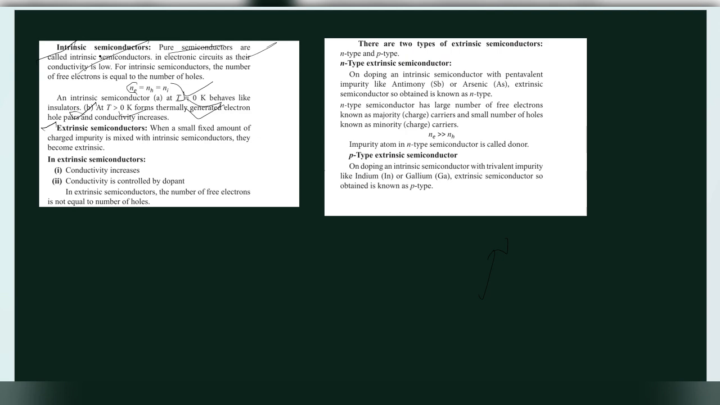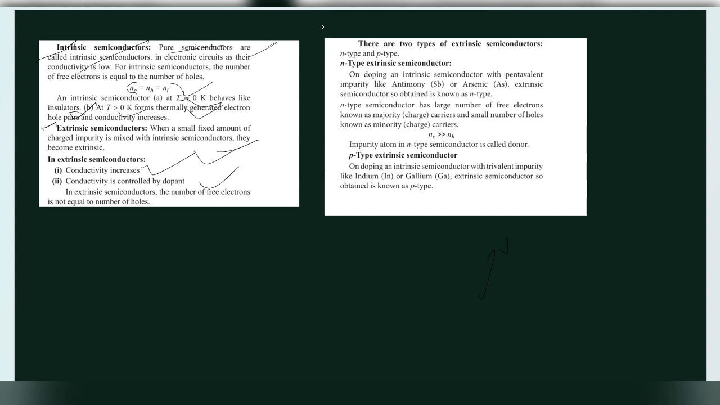Second type of semiconductor is extrinsic semiconductor. What are extrinsic semiconductors? Impure semiconductors are called extrinsic semiconductors. When we add impurities to intrinsic semiconductors, then the conductivity of the semiconductor increases, and these types of semiconductor are called extrinsic semiconductor. By adding the impurity, conductivity increases, and conductivity is controlled by the dopant. By adding the amount of impurities, we can also control the conductivity of semiconductors.